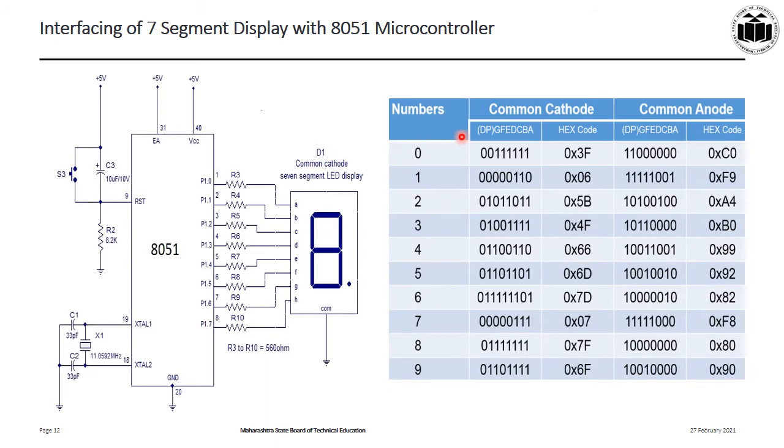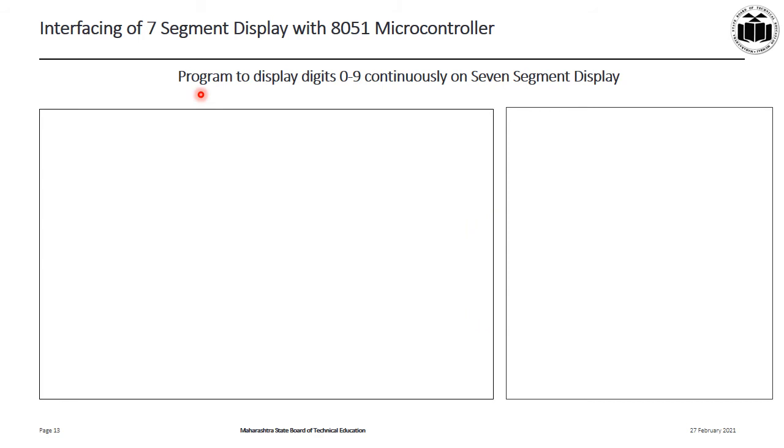The table shows the hex codes to display numbers from 0 to 9 for both common cathode as well as common anode. We will now write a program to display digits from 0 to 9 continuously on 7-segment display. First we will display digit 0, call a delay, display digit 1 and follow the process up to 9, and then repeat the process continuously.